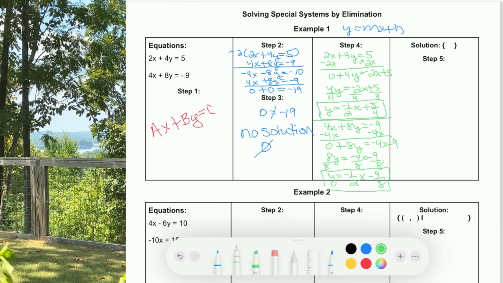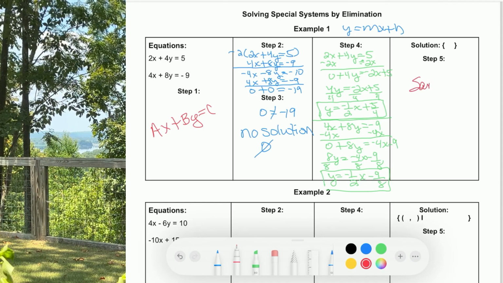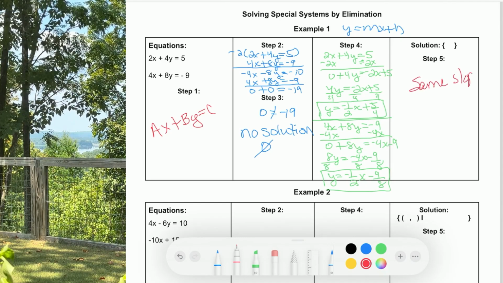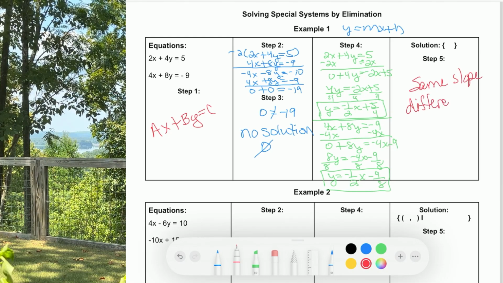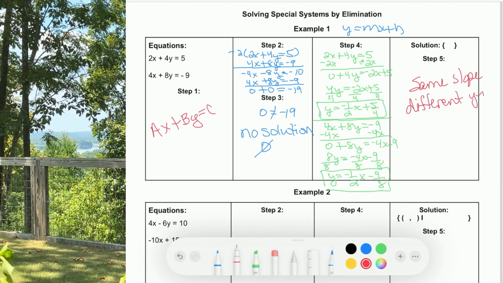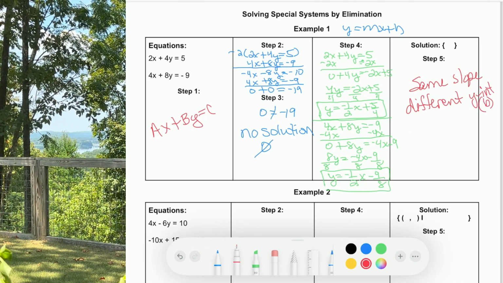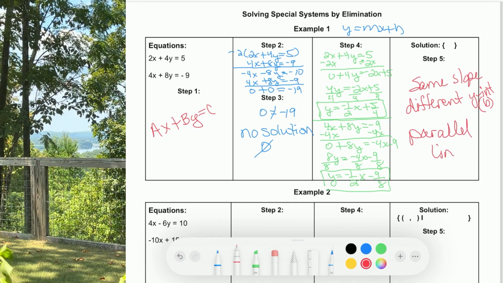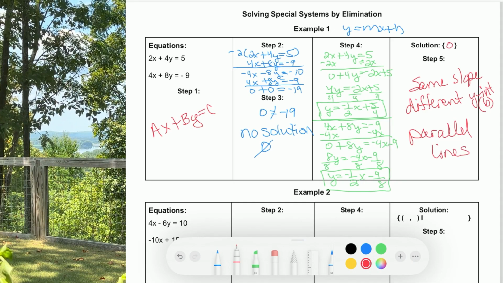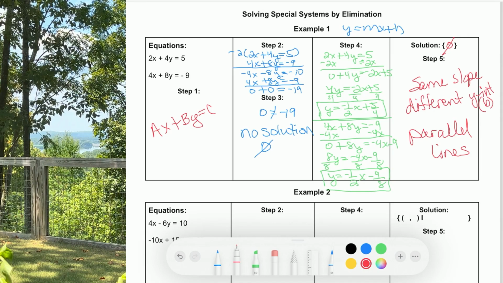All right, so I noticed that they have the same slope, but different y-intercepts, different b's, okay? And what that tells me is we have parallel lines. If we have parallel lines, we have no shared solutions. So we have verified that we did our problem correctly.